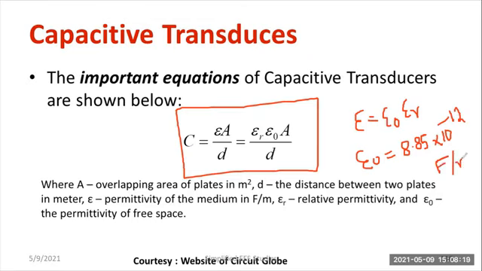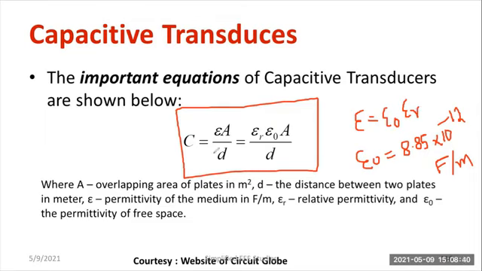For example, you are using air as a dielectric medium. So epsilon r, the relative permittivity, can be taken as 1. Instead of that, if I use any other material, I need to find the value of relative permittivity by using Clark's table or any other measurement data.